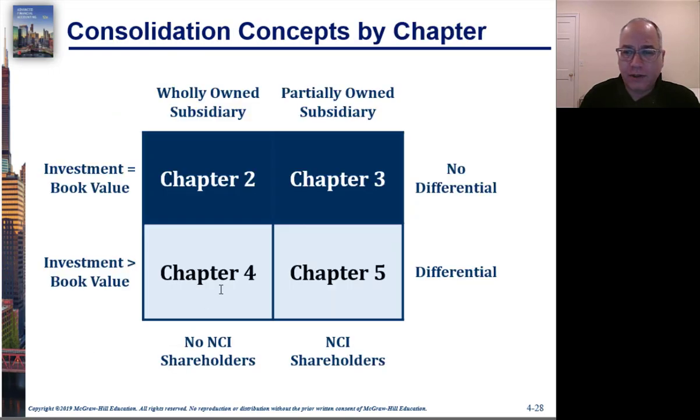We're in Chapter 4. So Chapter 2, no differential, wholly owned. That's it. Chapter 3 was partially owned, so there was a non-controlling interest, but no differential. This chapter, we have wholly owned again, so no non-controlling interest, but there is a differential. And Chapter 5 is going to put everything together: partially owned, where there is a non-controlling interest, and there is also a differential.